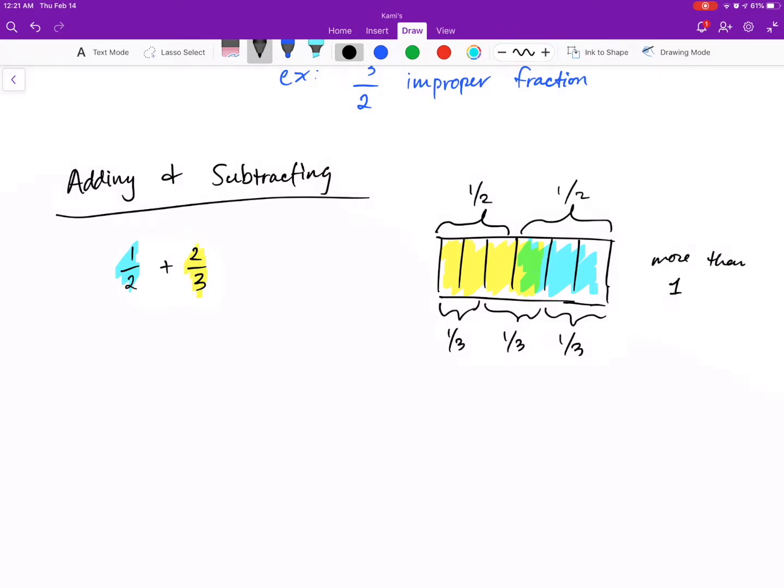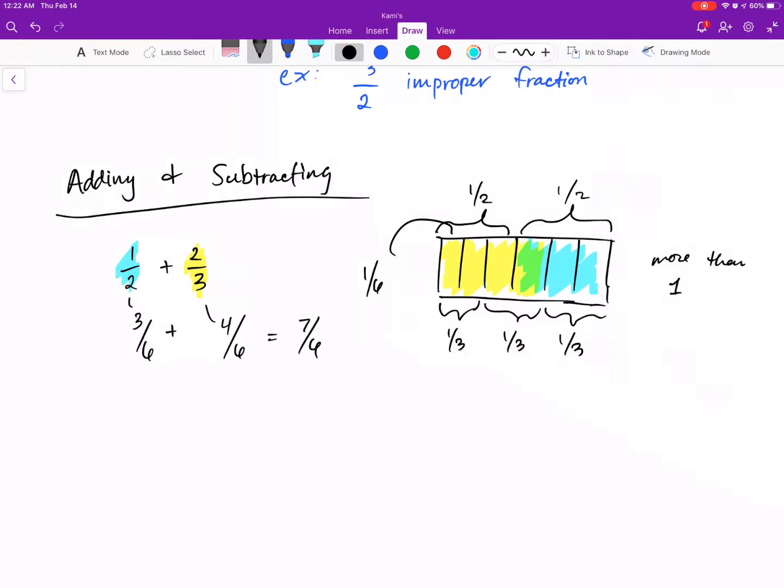But how much exactly do you have? Well, if you look at this, one slot is a sixth. So why don't we count how many sixths we got? The yellow has 1, 2, 3, 4. So the yellow has 4 sixths. And the blue got 1, 2, 3. And that's going to be 3 sixths. So together, how much did you get? 1, 2, 3, 4, 5, 6, 7.